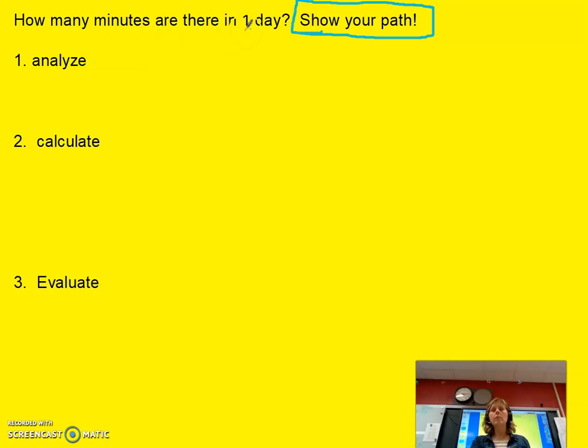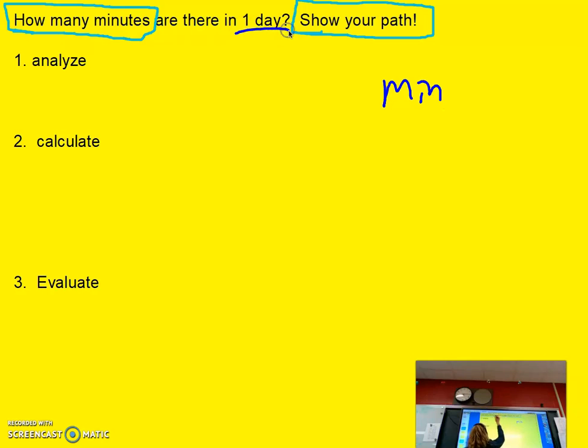So first, to analyze how many minutes are in one day. I always like to look at this and think about what my final answer is going to be first, because that goes a long way in helping you set up that problem. How many minutes are there in one day? How many minutes is what I'm asking. And I'm starting with one day. So I'm starting with my largest unit and working towards smaller units.